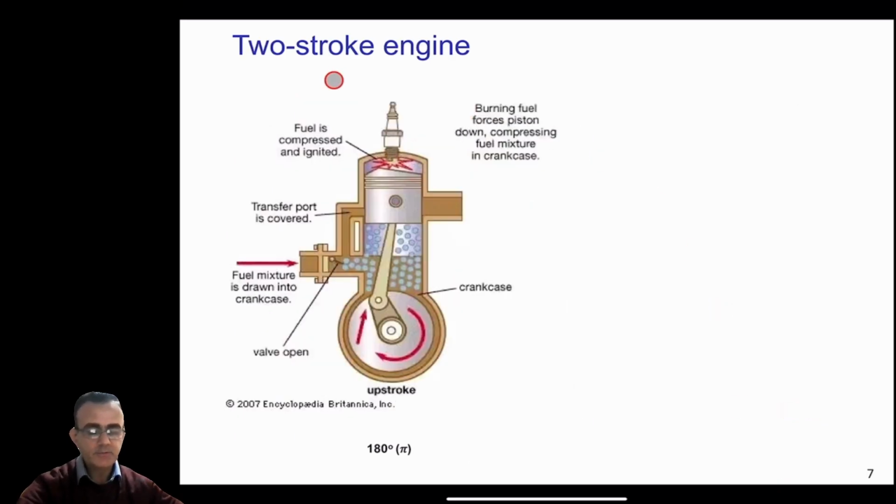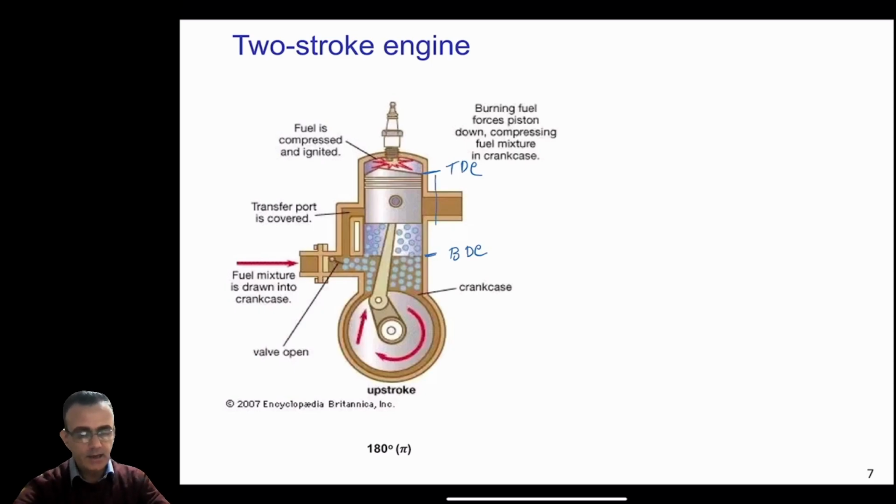Now, in the case of a 2-stroke engine, we are again using the slider crank mechanism. We have a piston here, the connecting rod, and again we have the crank here. But the construction of this engine is a little bit different from the 4-stroke engine. In this case, again, we have the top dead center here, and the bottom dead center here.